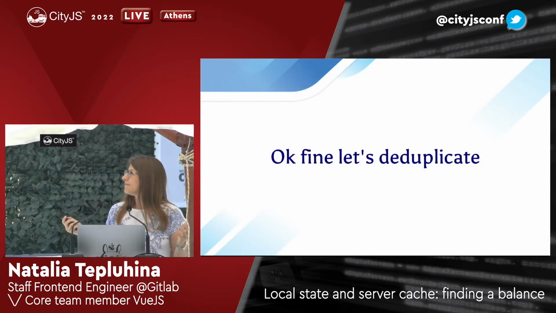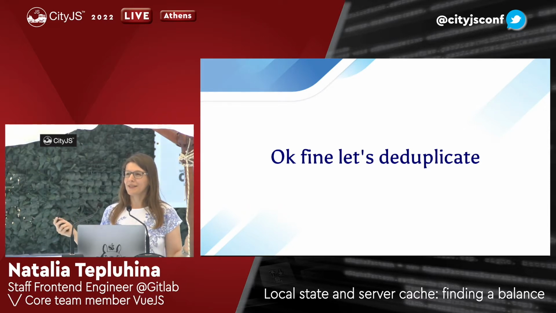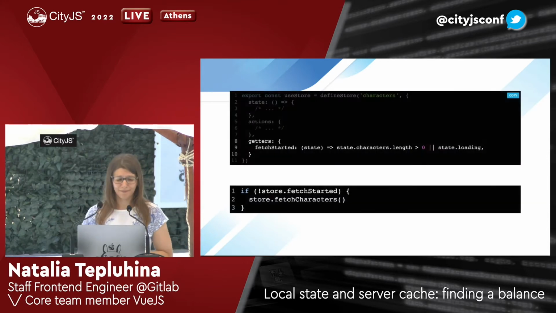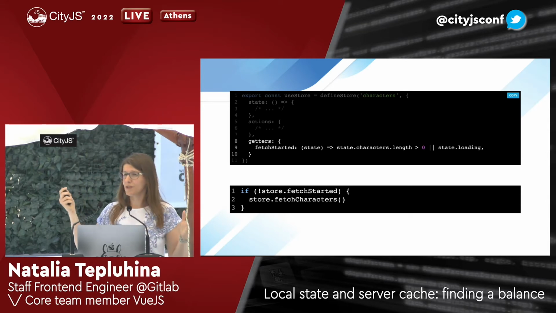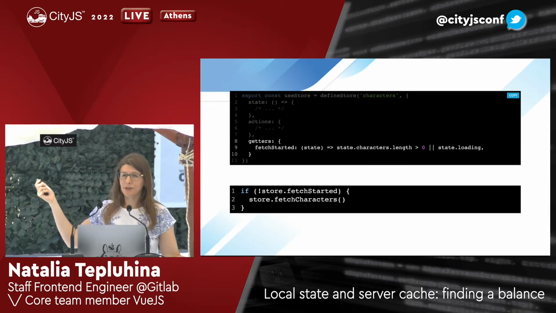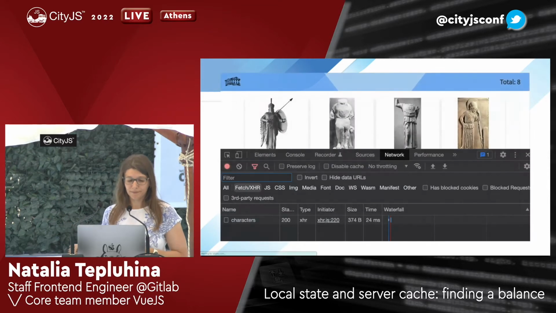Fine, let's deduplicate it. We're developers, right? If we can take down a malicious website with non-consensual images with JavaScript, we can deduplicate the call. That's for sure. So we create this clumsy getter that checks if we have any characters, or maybe we're loading. If we're loading or have characters, the fetch has already started, so don't fire a second request. And we make this check. If there are no characters, let's fetch them. Otherwise, fine.